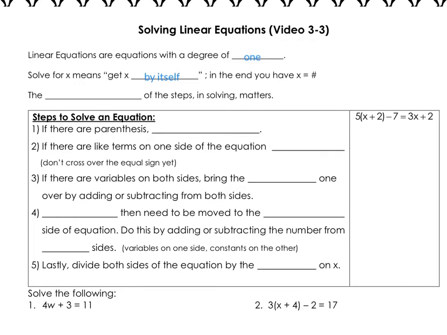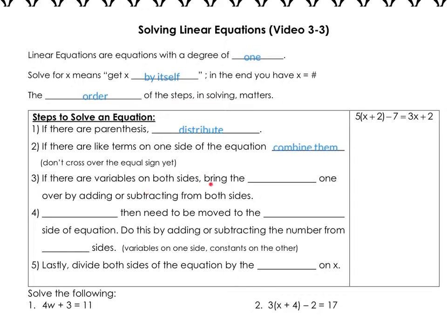The order of steps in the solving does matter. So we have to look to see what the steps are. You can't just do it in any order you want. So there are steps to solve an equation. If there are parentheses, we need to distribute first to get rid of them. Then, if there are like terms on one side of the equation, we need to combine them. But there's a little disclaimer here. We need to make sure we don't cross over the equal sign yet. That just means that if we have x's all on the left or on the right, we can put them together before we go over the equal sign.